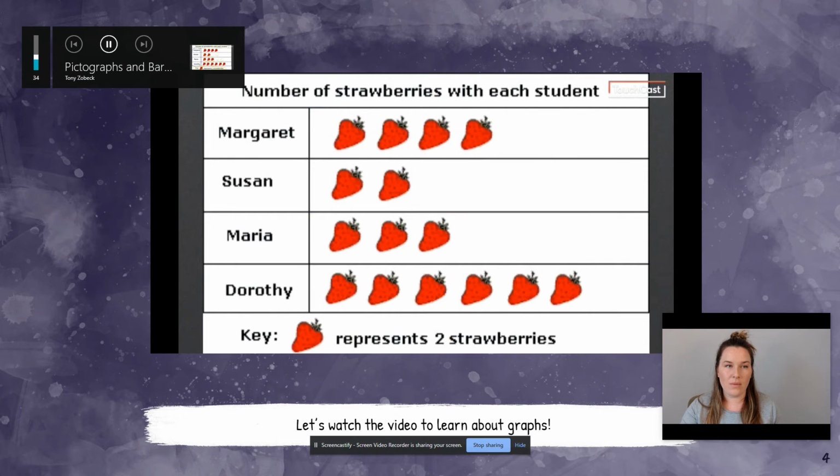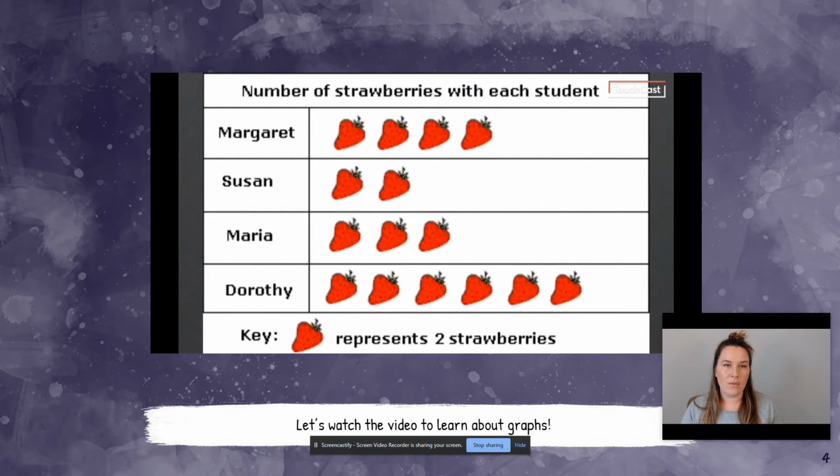What we're going to focus on is called a pictograph. As it sounds like, pic is like picture. And in this case, you can see we use pictures to show how many things we have. So right there, a pictograph is made up of pictures.